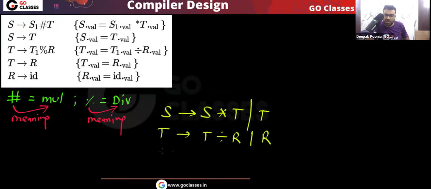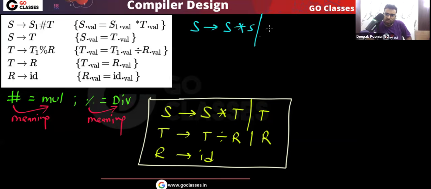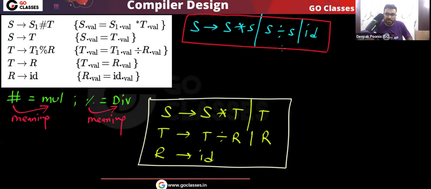or R going to id. Okay, notice one thing from the previous lectures. If you remember, this grammar is basically an unambiguous expression grammar. And what is the ambiguous expression grammar corresponding to this grammar? You can see S going to S star S, or S divided by S, or id. Notice this grammar, this is an ambiguous expression grammar.